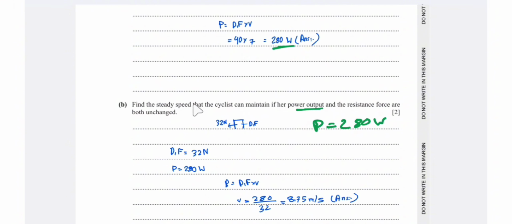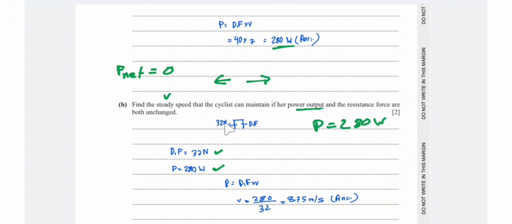But since the cyclist is moving at a steady speed, we know that at steady speed, resultant force is equal to 0. That means the forward force is equal to the backward force. We have been given the value of resistive force, so that is the backward force. So backward force must equal the forward force, that is, the driving force is also 32 Newton.